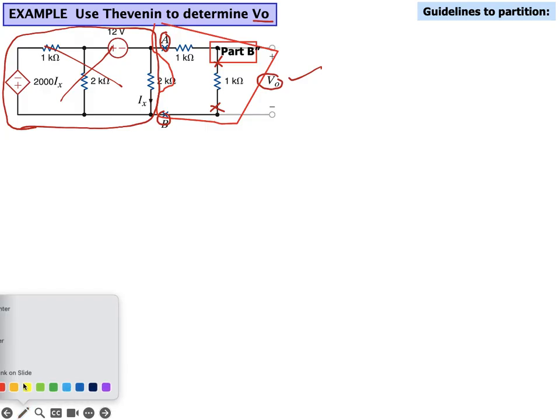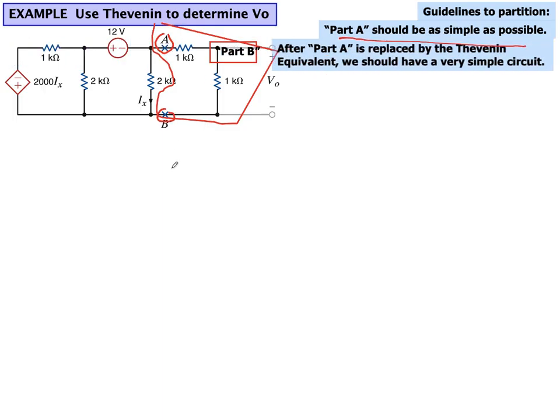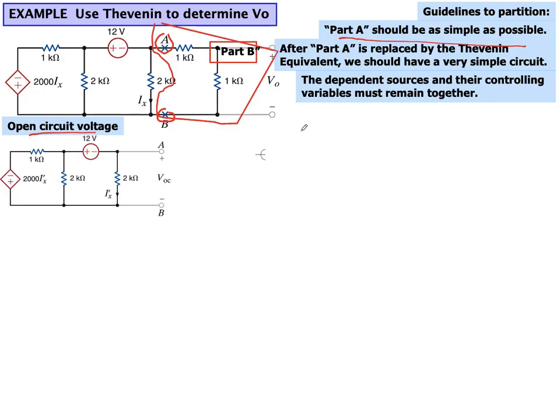So let me clear this. We can consider part A to be as simple as possible. Because we have already been given what terminals A and B are, we're going to keep these as our terminals, and then we're going to find the equivalent circuit. So let's find the open circuit voltage, which is represented like this. Here we are going to see through these terminals A and B, which will give me the open circuit voltage.